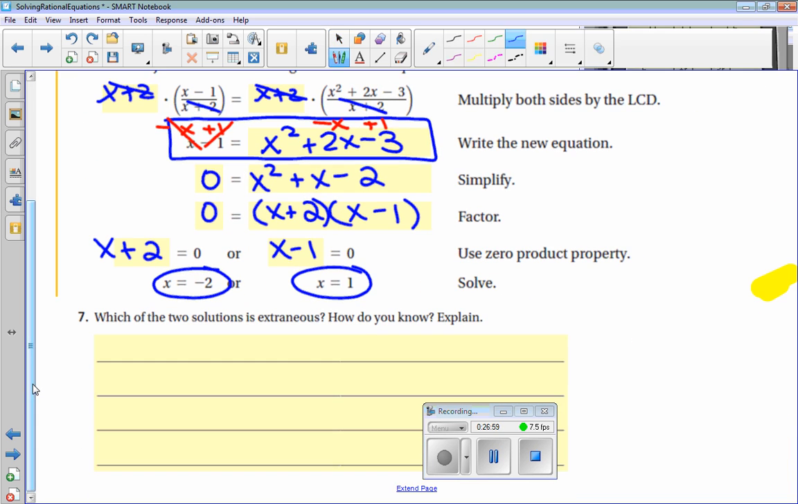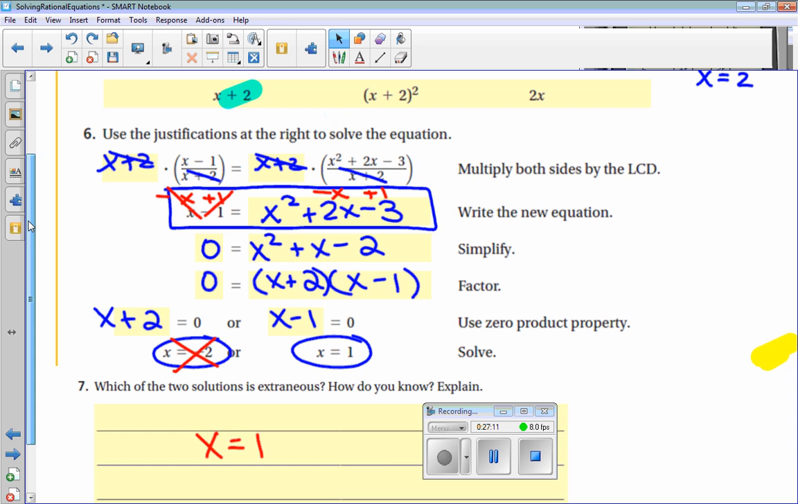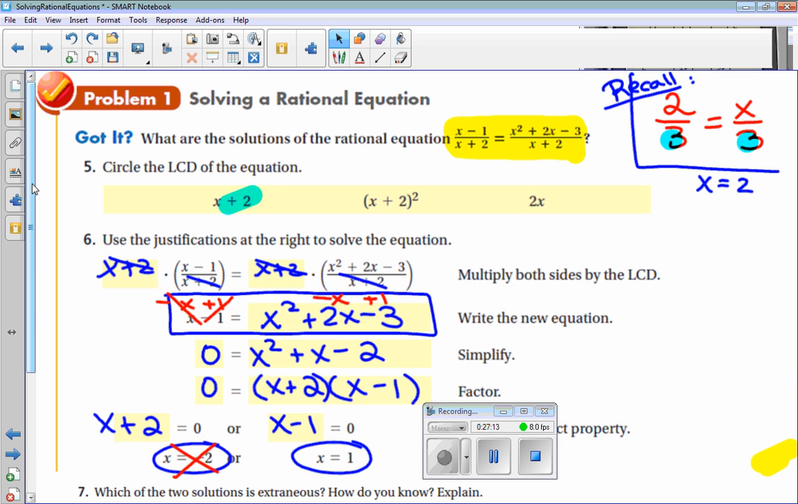So x equals +1 is the only one that works. That's what we're looking for. Yep. And again, if you don't want to use the calculator, if I plugged in -2 up here, wouldn't I get a 0 in the denominator? -2 plus 2, you can't do that. -2 minus 1, that one works. Doesn't give you a divide by 0. So that's why it works.